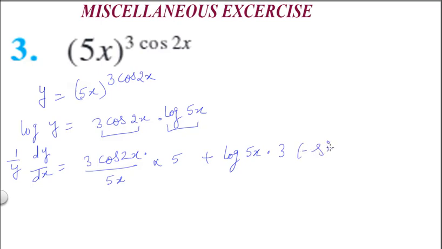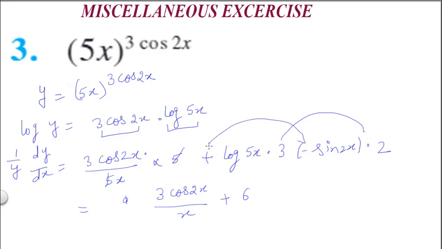Differentiation of log of 5x is 1 upon 5x, and differentiation of 5x is 5, plus log of 5x as it is. Differentiation of 3 cos 2x: 3 as it is, cos 2x gives minus sin 2x, and for 2x we get 2. So the answer for this is 3 times 5 is 15, or we can cancel 5 and 5, just write 3 cos 2x upon x plus, here we can multiply 3 and 2, that will be 6. Now you observe here, this is plus and this is minus, sign will become minus. So we can directly write minus 6 sin 2x log of 5x.